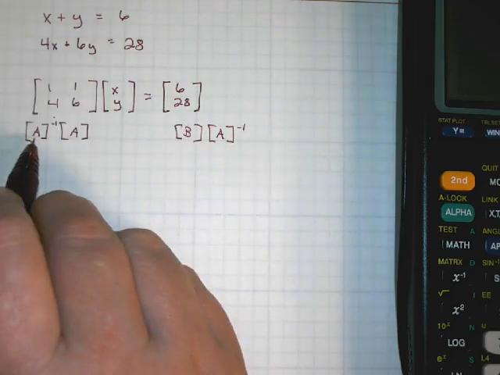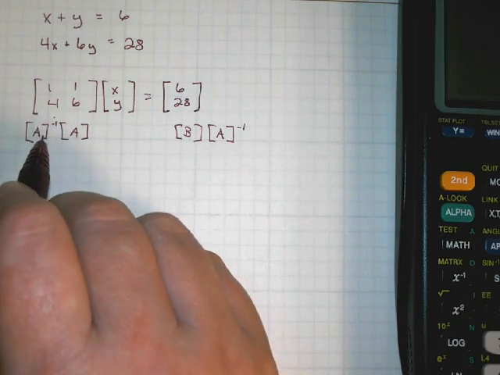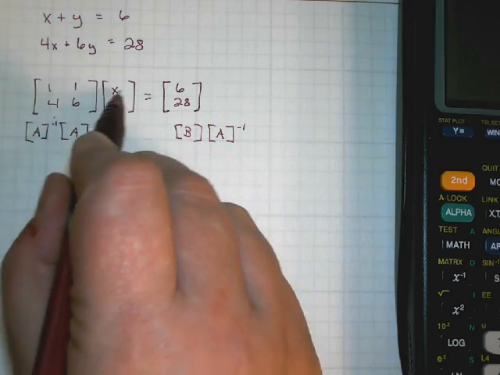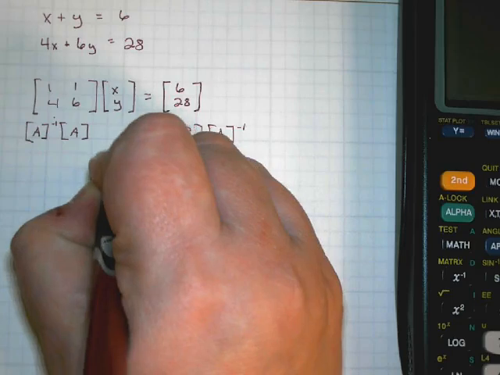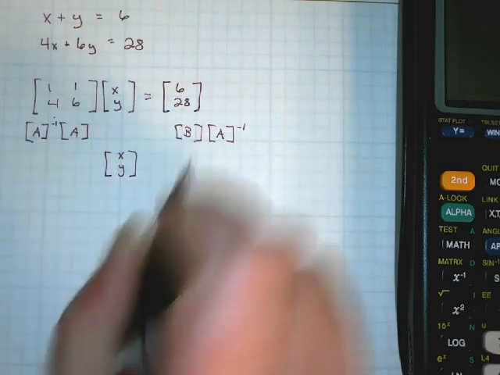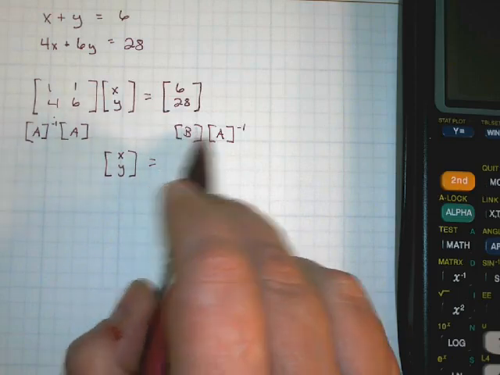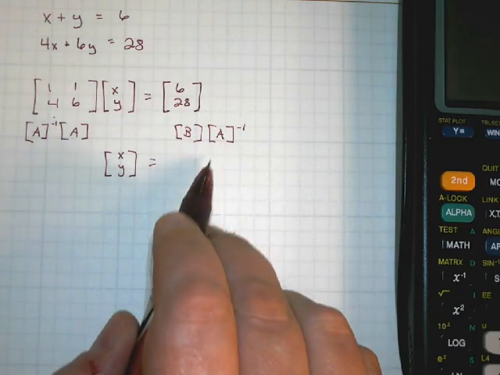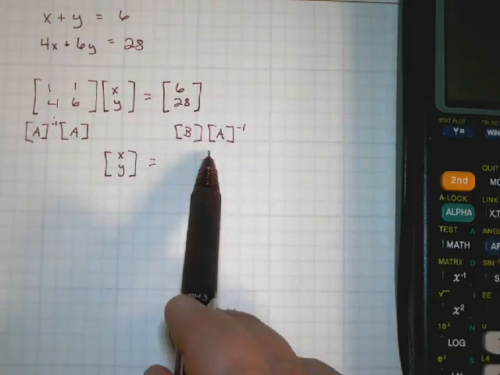And if I multiply a matrix by its inverse, I'm going to get the identity matrix. And if I multiply the identity matrix by this here, I'm just going to end up with the matrix XY. So the question is, what is matrix B times the inverse of matrix A? Or even better, what is the inverse of matrix A?